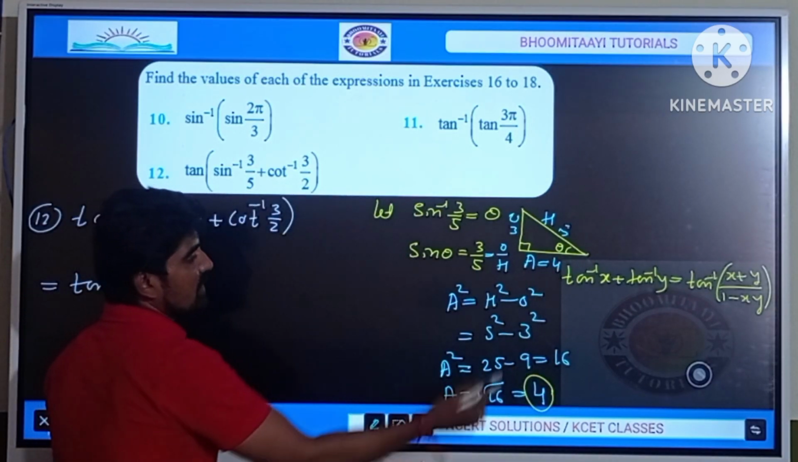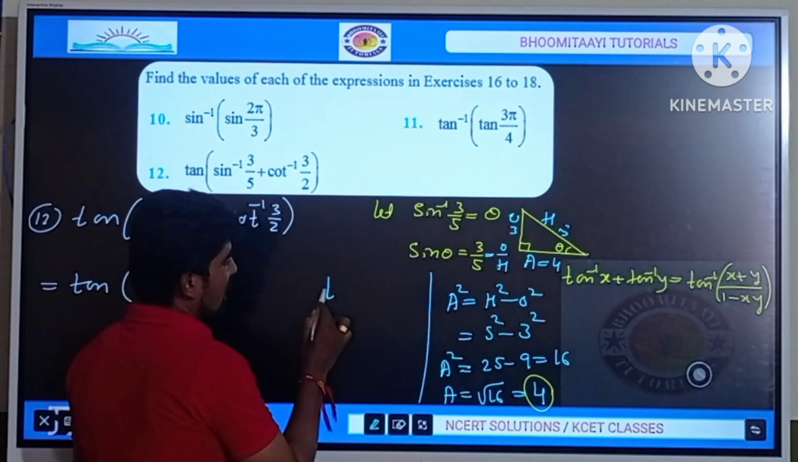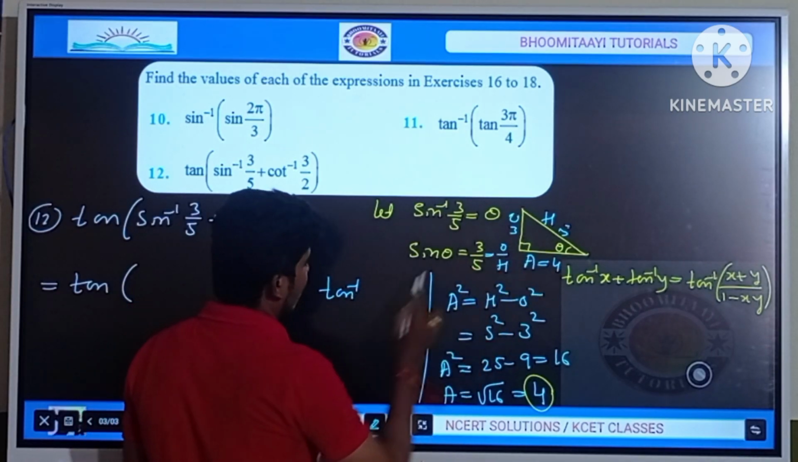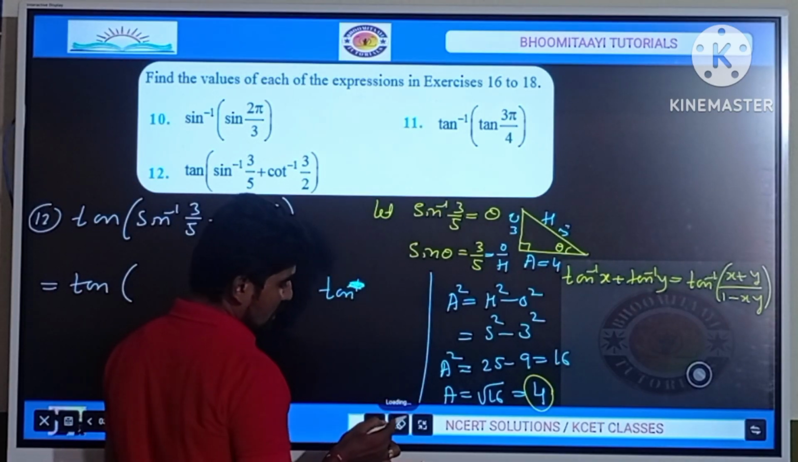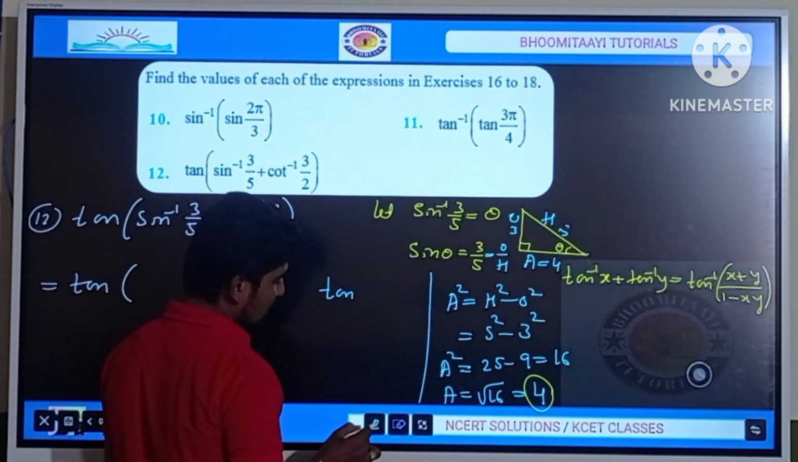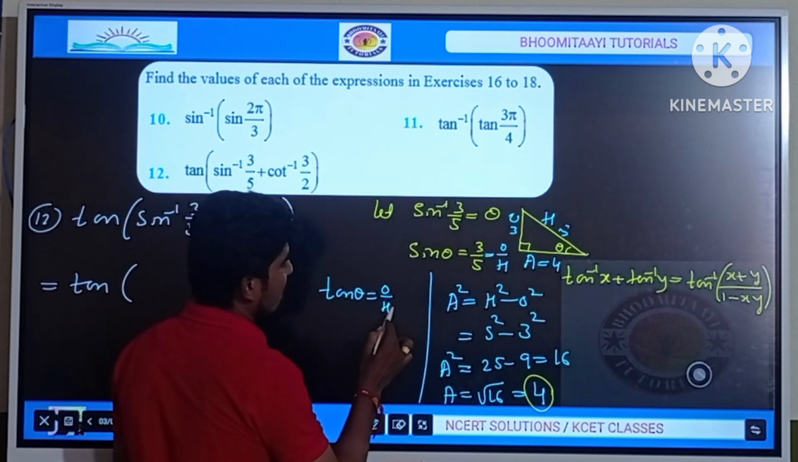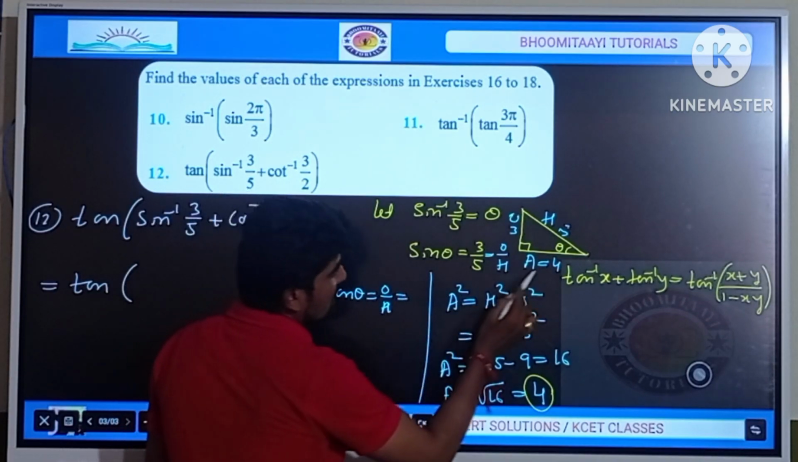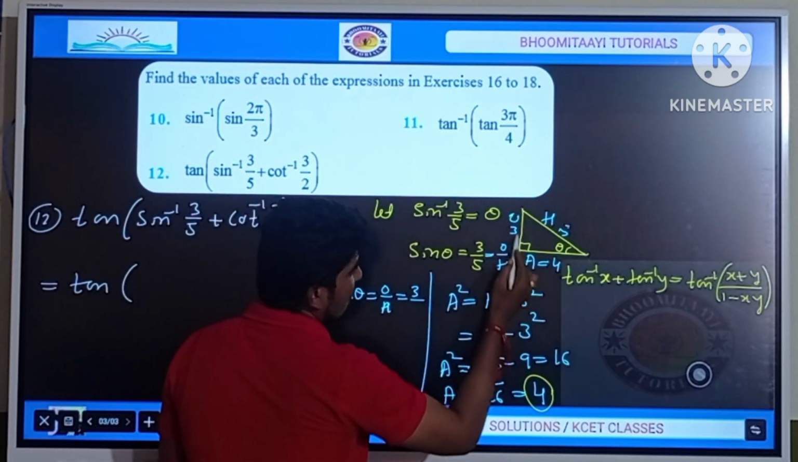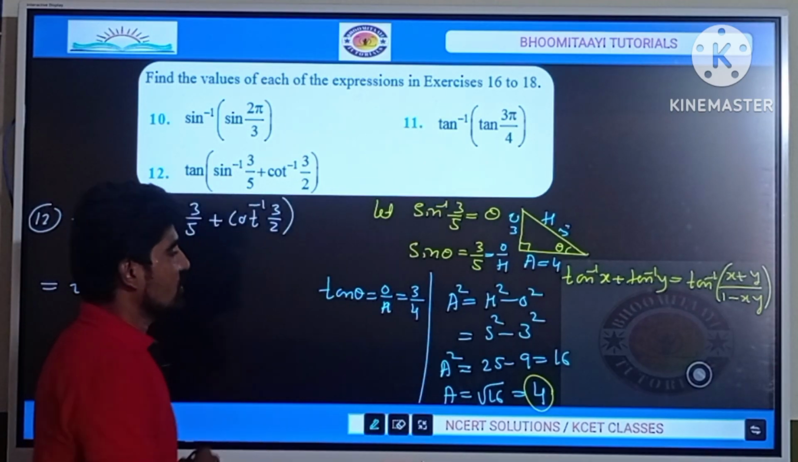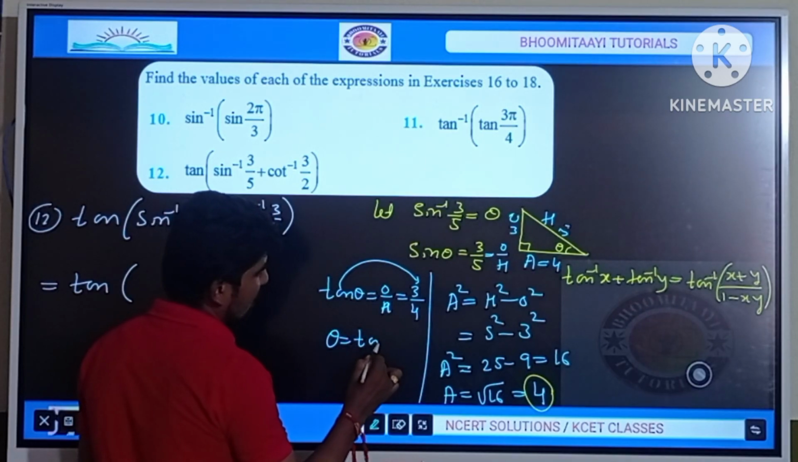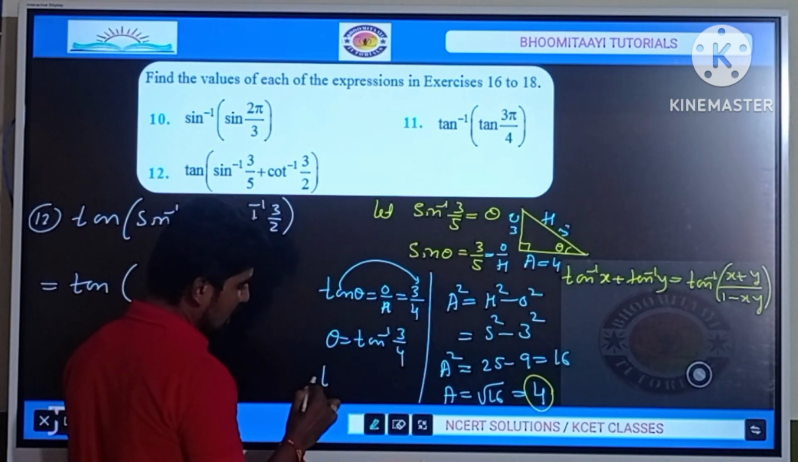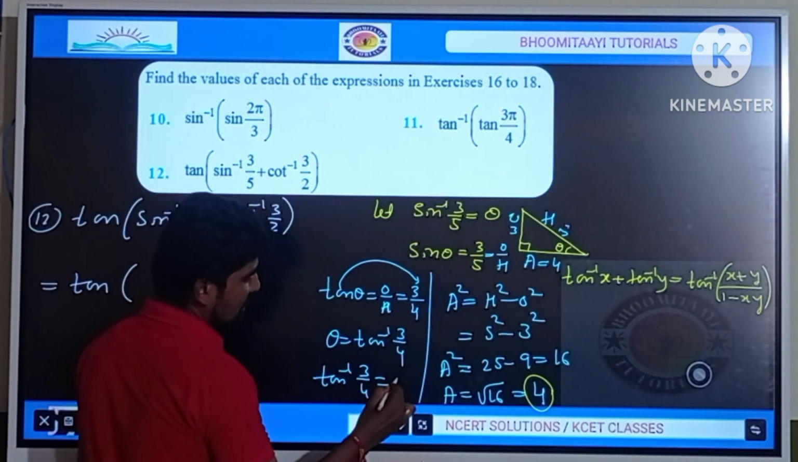So now by using this triangle with the measurements 3, 4, 5, tan theta is equal to, we know the definition of tan theta is opposite divided by adjacent, which is equal to 3 by 4, since the length of the opposite is 3 and the length of the adjacent is 4. Therefore tan theta is equal to 3 by 4. Hence theta is equal to tan inverse of 3 by 4.